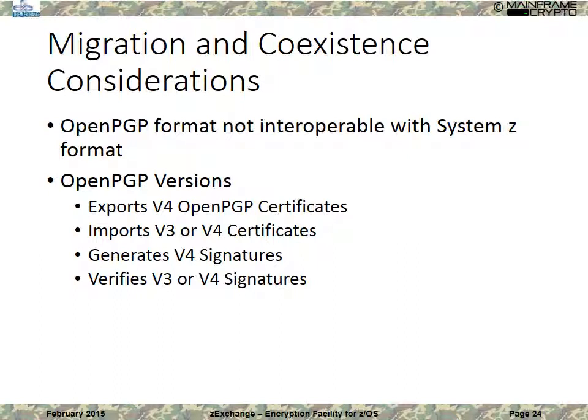The OpenPGP implementation with the encryption facility can handle either of those versions as input. However, if you create a certificate today, it's going to create it using the version 4 format just because that's the most current. So similarly, if you create a signature, it's going to create a version 4 signature as opposed to a version 3 signature. So you can handle both, but going forward, you're going to output just the version 4 levels. So with that, let's go to slide 25.